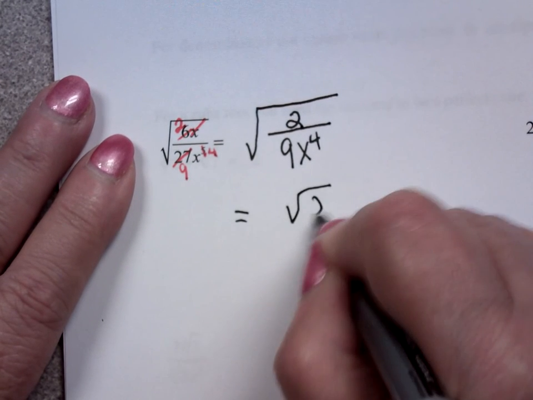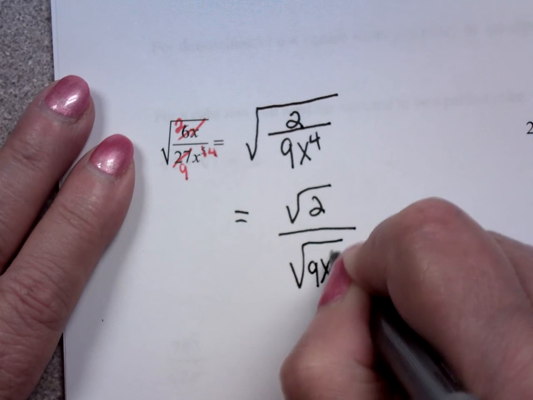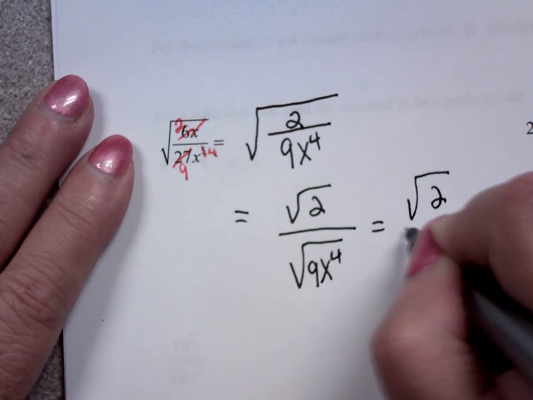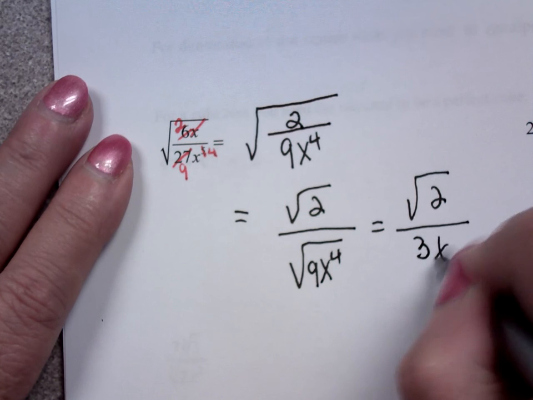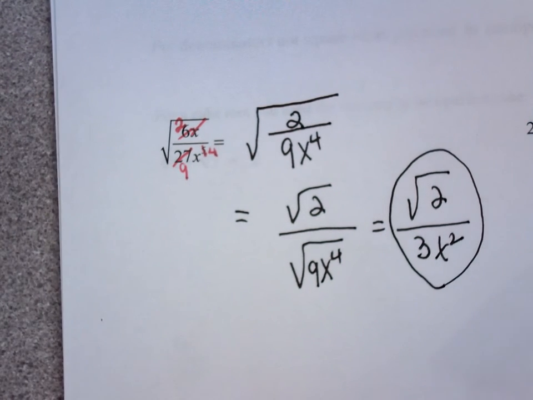So it's the square root of 2 over the square root of 9x to the 4th. Square root of 2 is the square root of 2. Square root of 9x to the 4th is 3x squared. Reduce first before you try to break it apart.